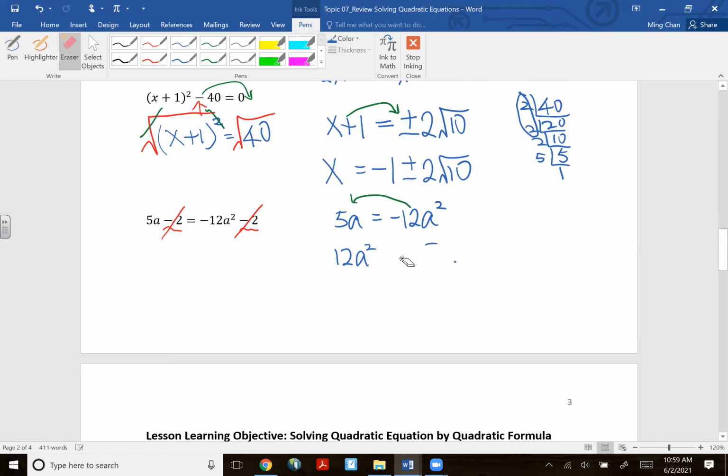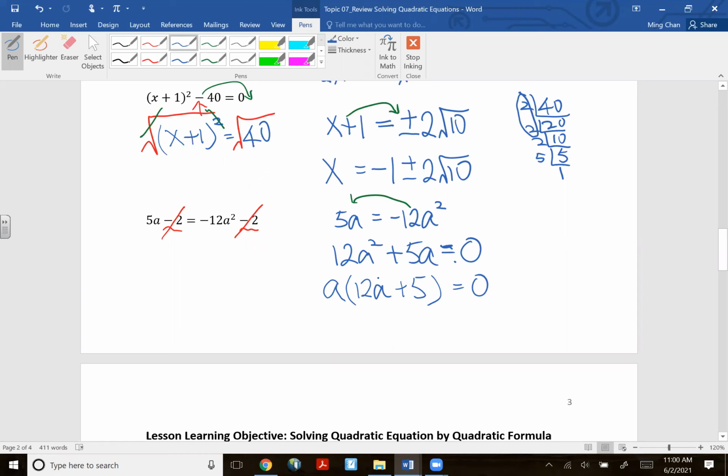So the easiest way to do this problem is to simply move the negative 12a squared over to have positive 12a squared and positive 5a on the same side, because this problem can actually be done by factoring. Between these two terms, this is not a trinomial, this is just two terms. The greatest common factor between the two terms is the letter a. So I can factor out an a, which leaves me with 12a plus 5. So I'm linear now, right? a to the first, a to the first.